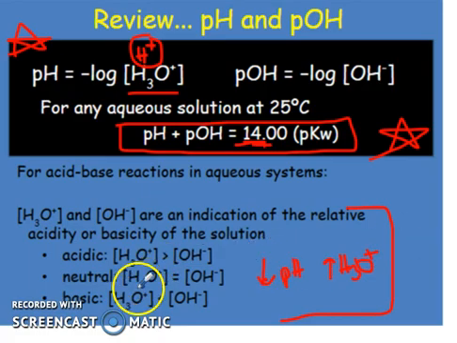Okay? So if something is neutral, that means you have equal levels of hydronium and hydroxide. And if something is basic, hopefully this will make more sense. Also, you should have more hydroxide than hydronium because most bases produce hydroxide ions.